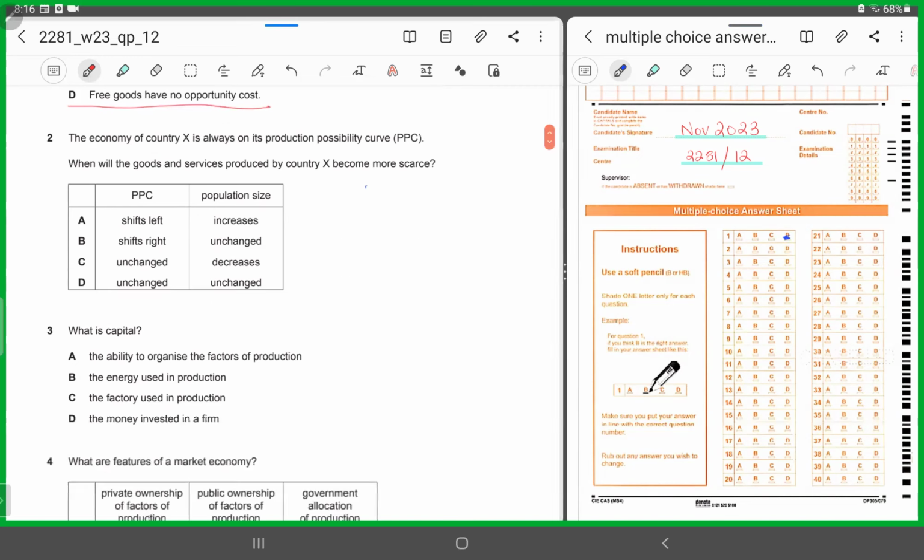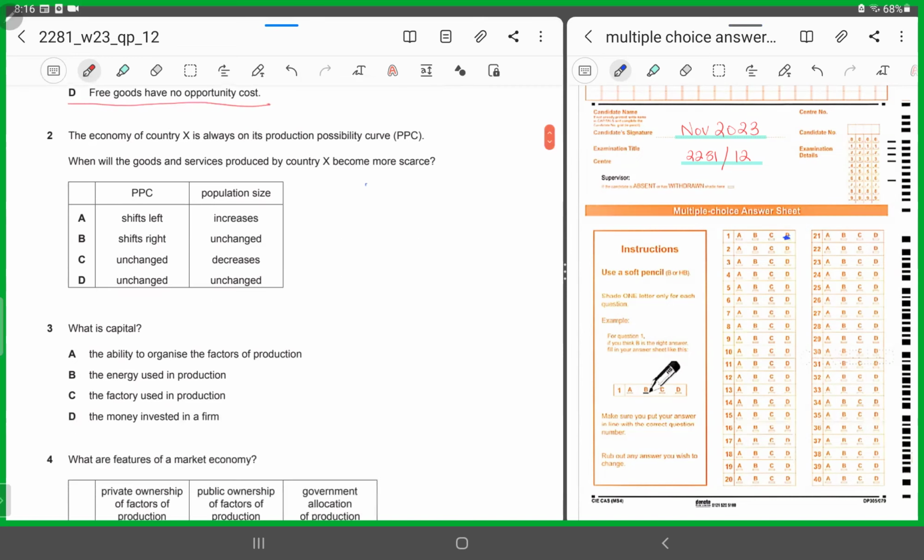The second one, the economy of country X is always on the PPC. When will the goods and services produced by country X become more scarce? So now an economy which is always on the PPC, and what is happening to it? The resources are getting scarce. So I say capital goods in the vertical axis and consumer goods on the horizontal axis. Now the resources are getting scarce. So what happens when the resources get scarce? Exactly, the PPC would shift inwards.